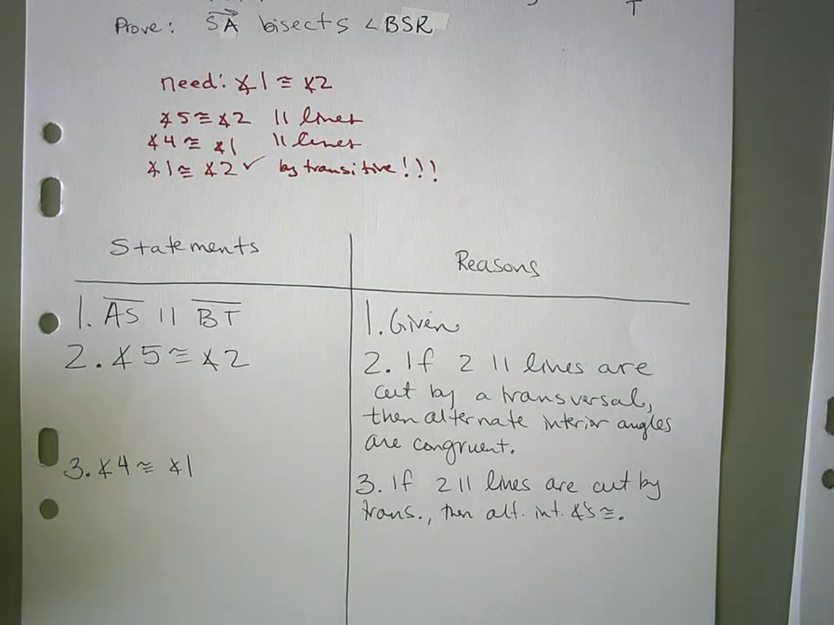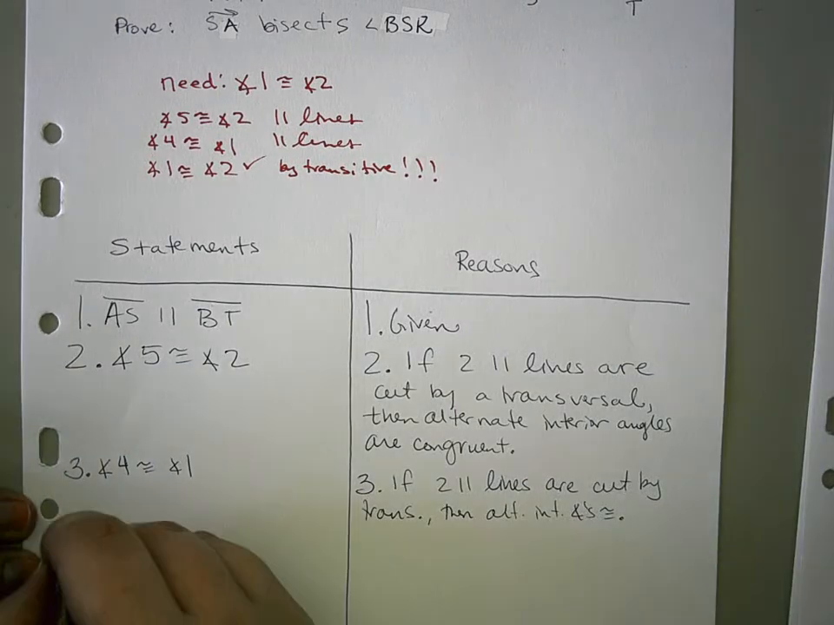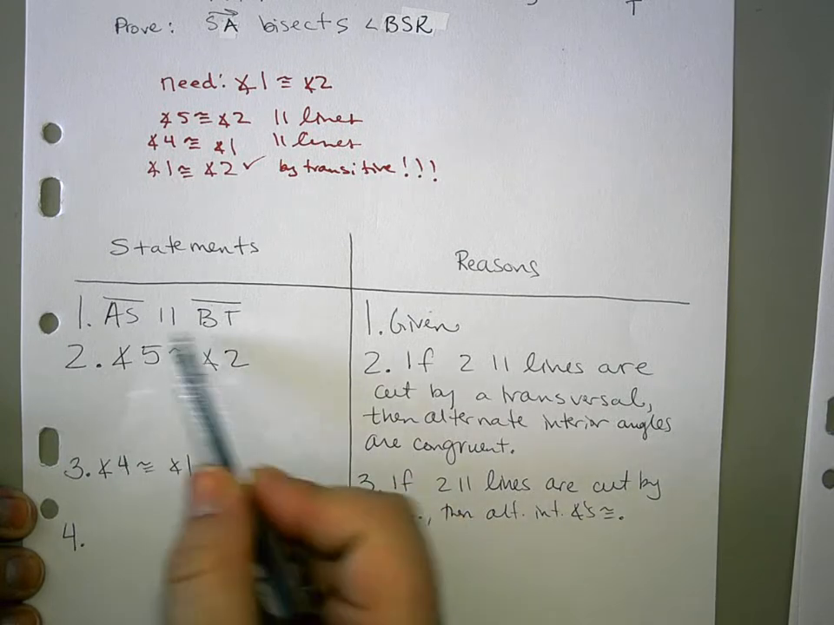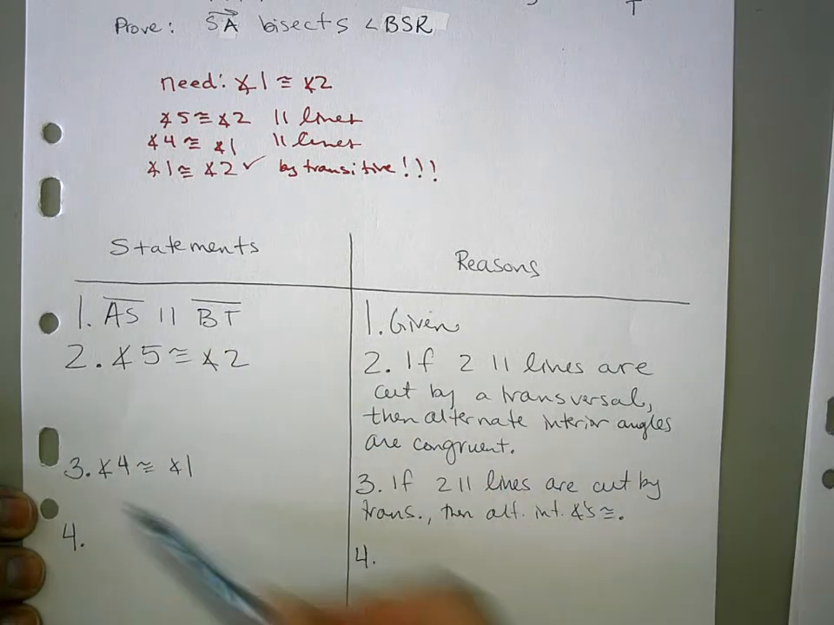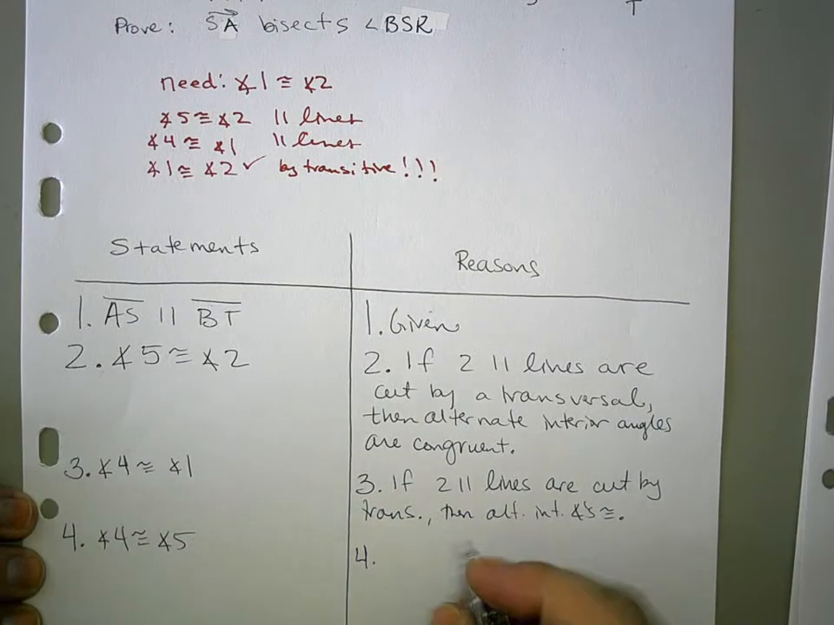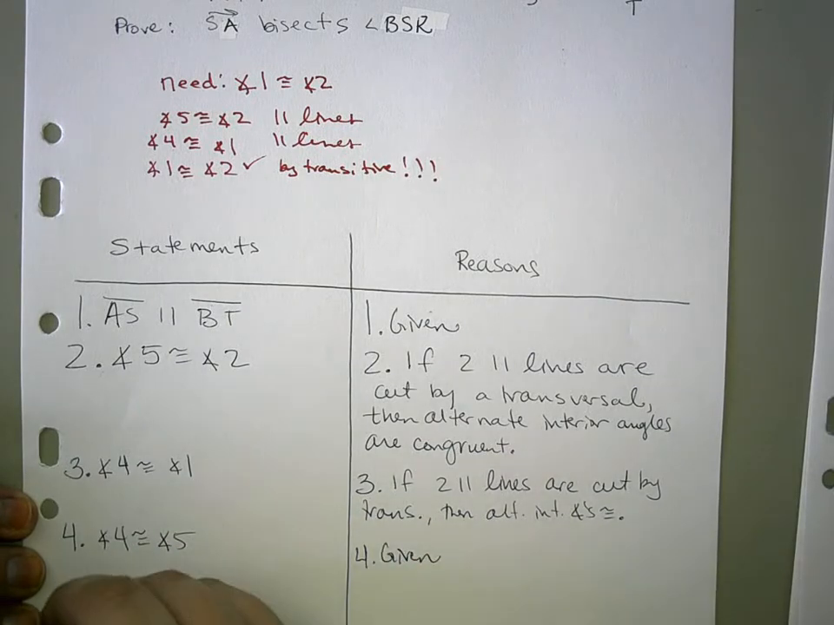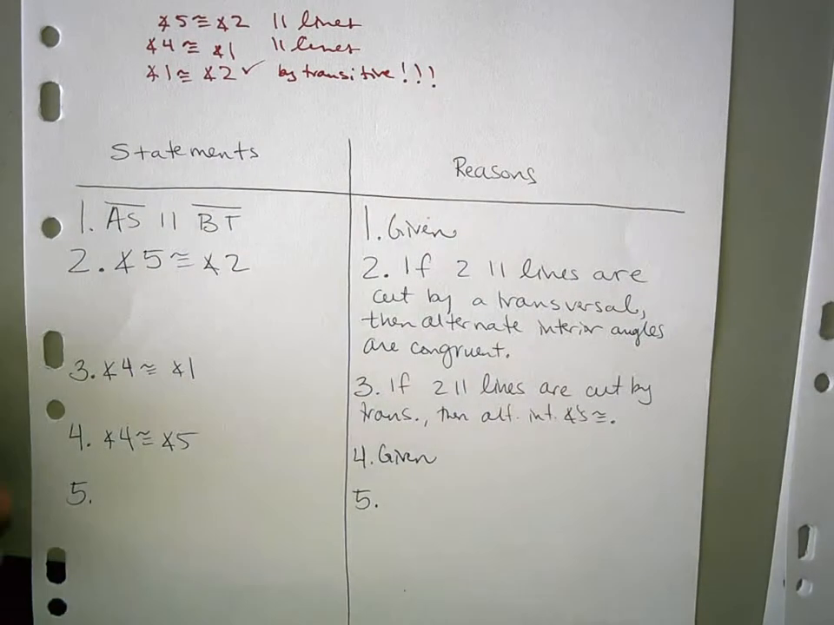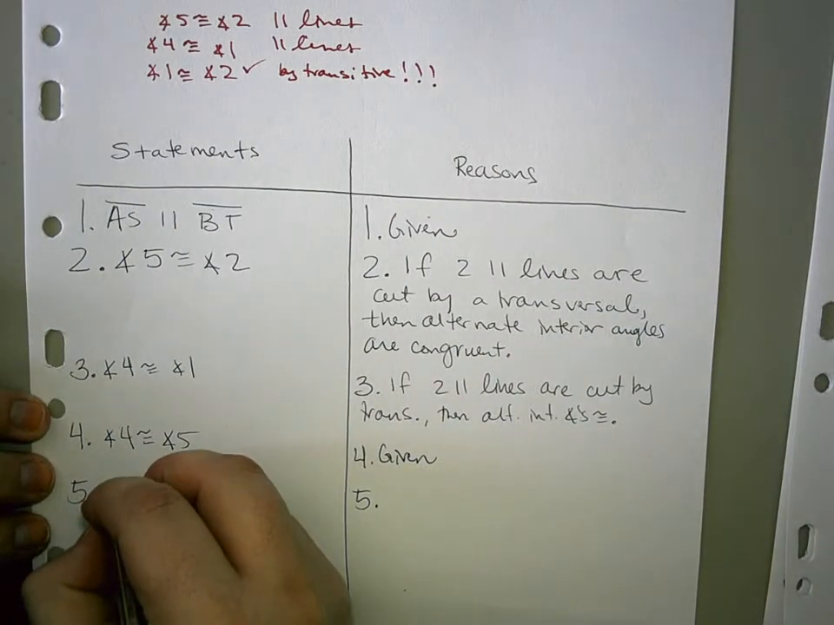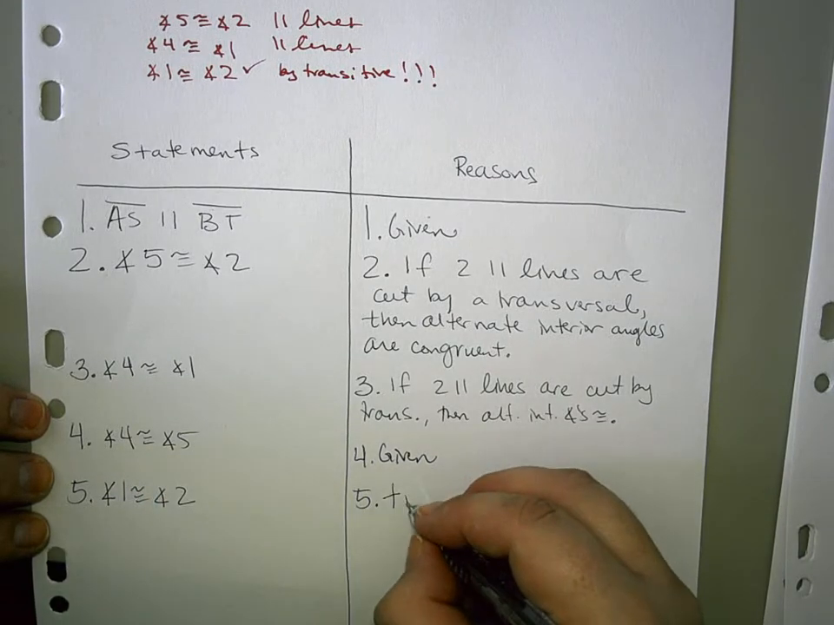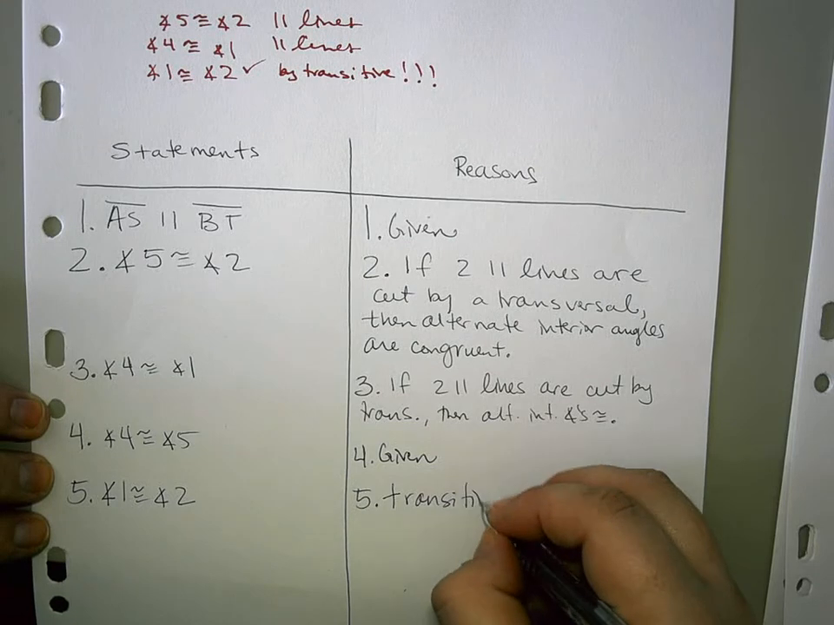Finally, I need to write down the other given that will help me connect all of these angles. And that given is angle 4 is congruent to angle 5. And now we have the last step, not the last step, but the second to last step of what we have to prove, that angle 1 is congruent to angle 2 by the transitive property.